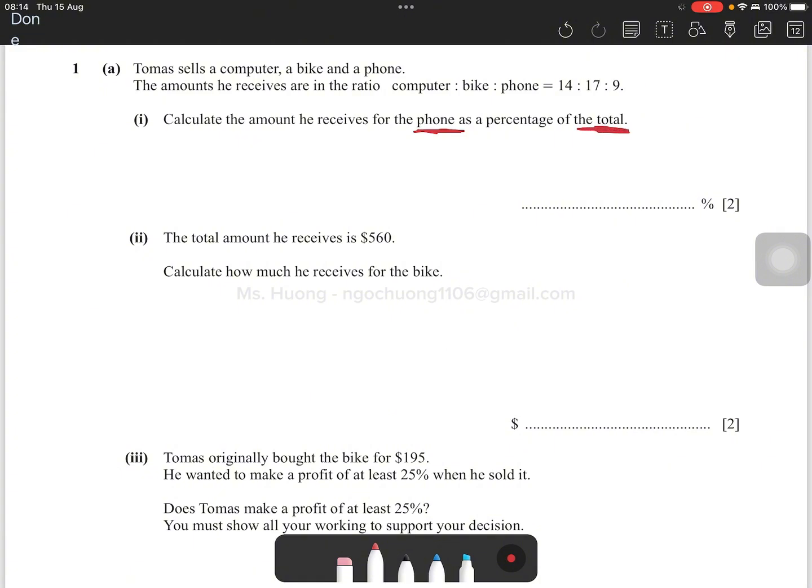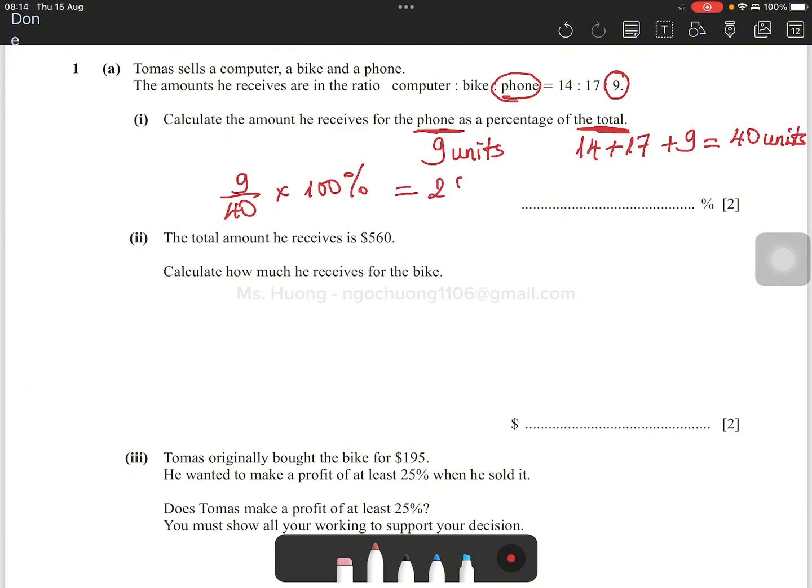So first we'll check the number of units for the phone. The phone is 9 units and the total is 14 plus 17 plus 9. 14 plus 17 is 31, 31 plus 9 is 40 units. And the phone has 9 units. So the percentage will be 9 out of 40. Then we multiply it by 100%. So the answer is 22.5%.